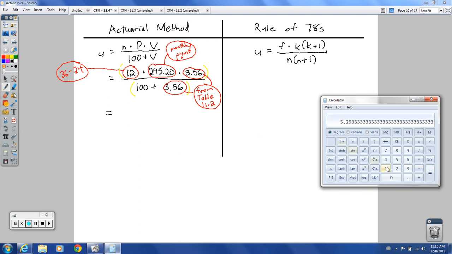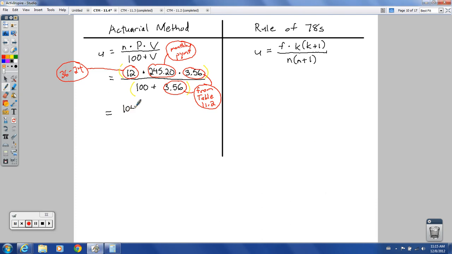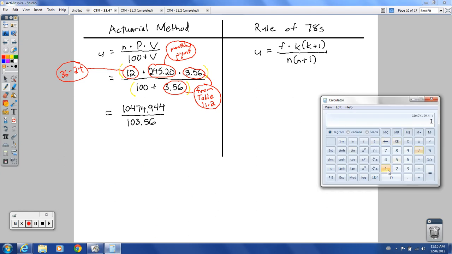So we have 12. Just clear that, make sure it doesn't do anything with the other numbers that were there before. So 245.2 times 3.56. What does that equal on the top? You'll have that number right there. So this goes on the top, 944. On the bottom, that's pretty easy to do, I hope, in your head. So 103 here, 0.56. From there, take that number, divide it by 103.56, and you have your answer, approximately $101.15.